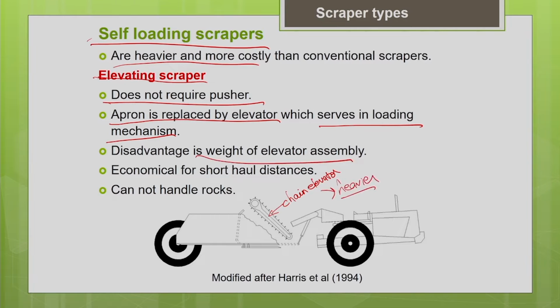So, this machine is economical only for short haul distances. We cannot use it for a very long haul distance like the other types of scrapers. You can use it only for a very short haul distance. And one more thing, from a material perspective, we have to be very careful. This cannot handle rocks, because bigger size rocks can create a jam in the chain elevator assembly. That is why you should not handle rocks with this machine. It cannot be used in rocky terrain.